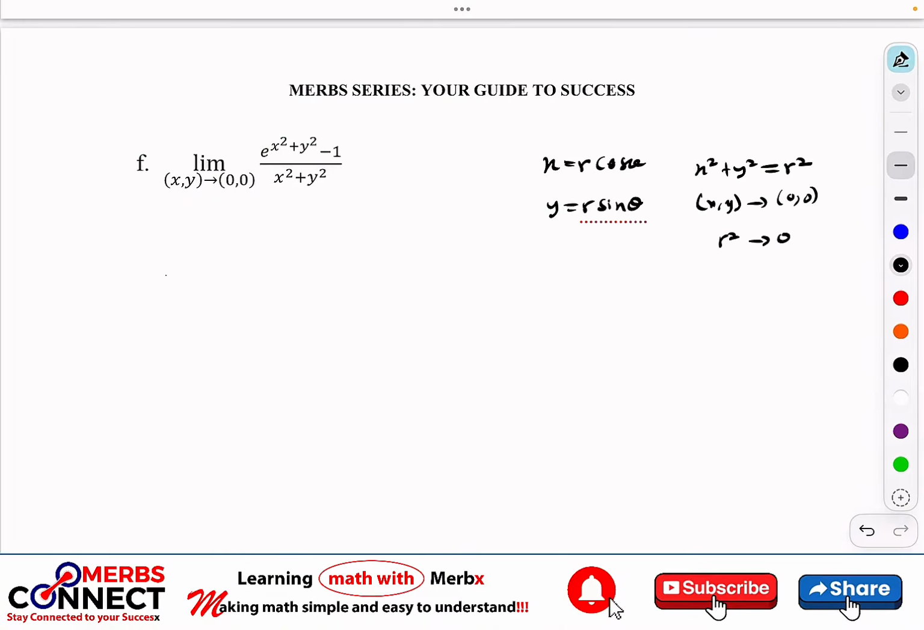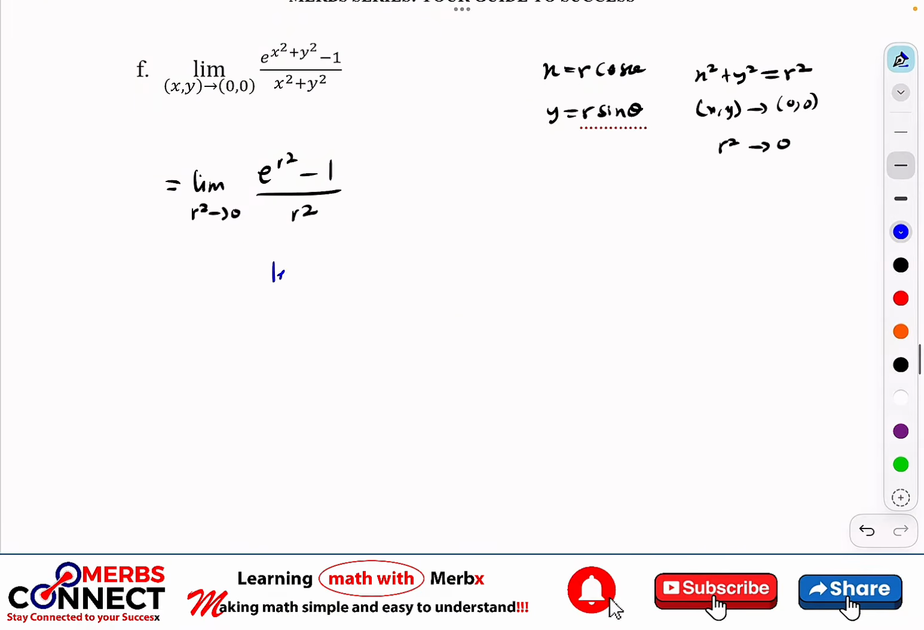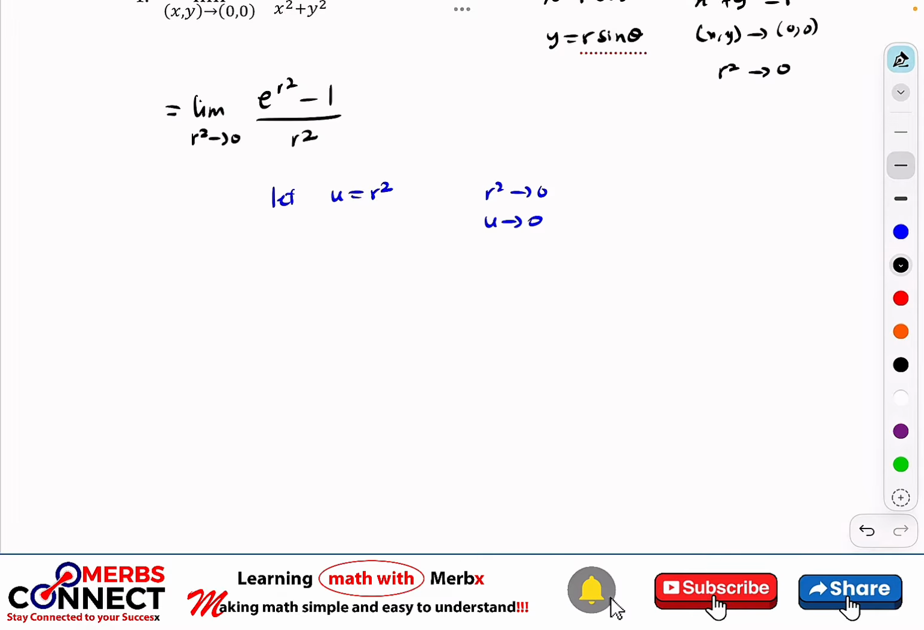So now this is going to be equal to the limit as r squared approaches 0 of (e to the power r squared minus 1) divided by r squared. Let's do the same procedure again. Let u be equal to r squared. r squared is approaching 0, so u should be approaching 0. So what is going to happen here is we have the limit as u approaches 0 of (e to the power u minus 1) divided by u.